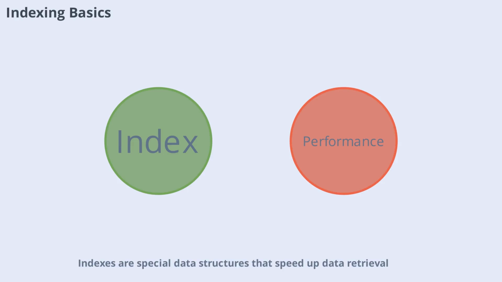Indexes are special data structures that speed up data retrieval. Think of them like an index in a book, helping you find information quickly. For example, adding an index to the email column in the customers table makes searches faster. Indexes are crucial for performance, especially as your database grows.